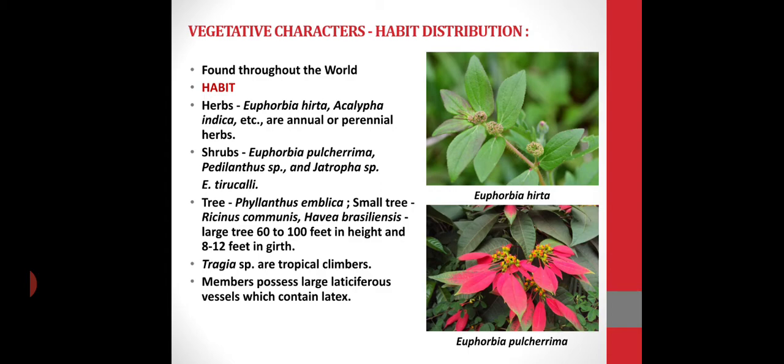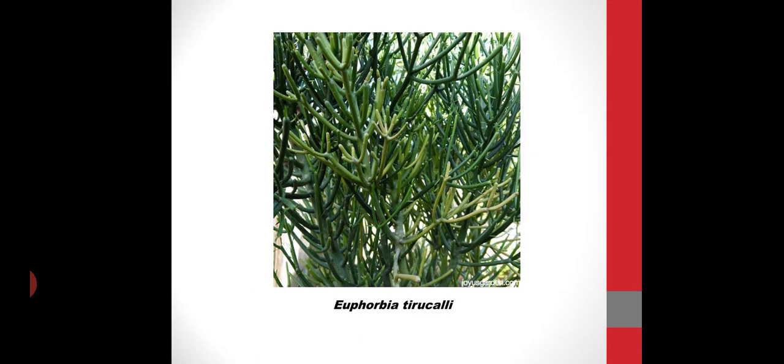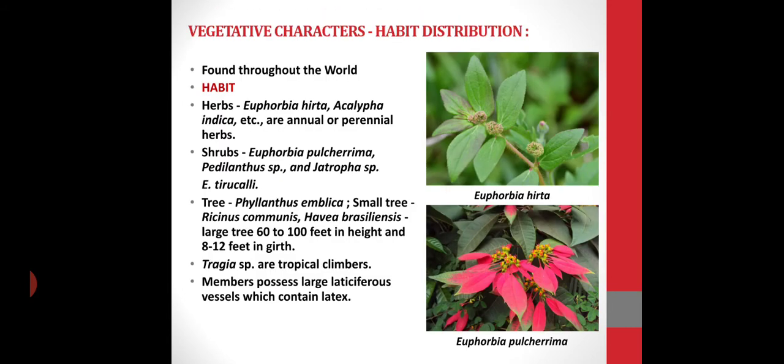In the case of shrubs, there is Euphorbia pulcherrima, already mentioned. Then Pedilanthus, Jatropha species, and Euphorbia thirikkali. This is Euphorbia thirikkali, showing many xerophytic adaptations. It is also common in our area, and other plants are in the previous slides. For shrubs, Jatropha is famous for green petrol. The tree species is Phyllanthus emblica, that is gooseberry. Then the small tree Ricinus communis.